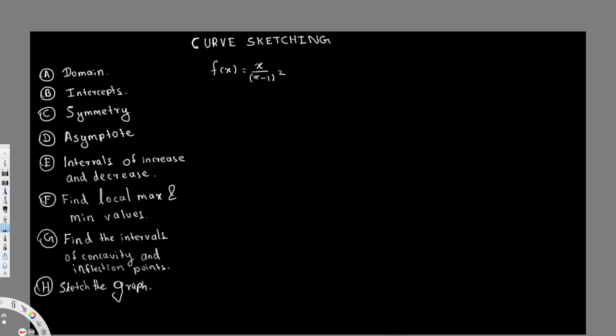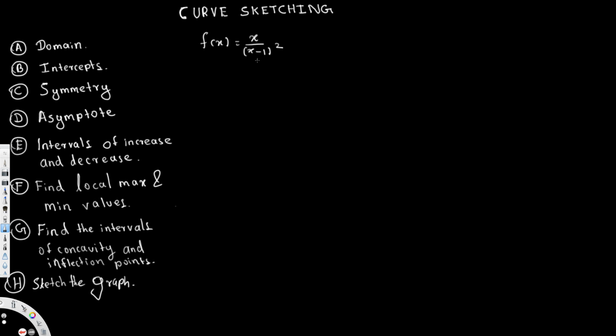Let's do this curve sketching for this equation right here. So let's see how we can do this. First of all, to do this one, we have to find the domain, intercept, symmetry, asymptote, intervals of increase and decrease, and find also local maximum, local minimum, and also intervals of concavity and inflection points. Also, then we can finally sketch the graph.